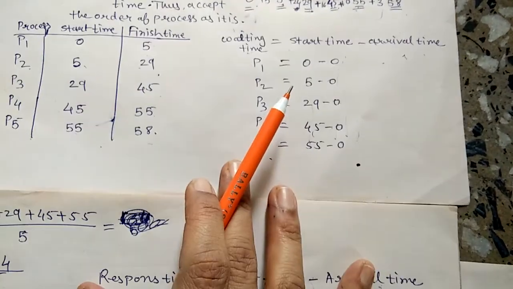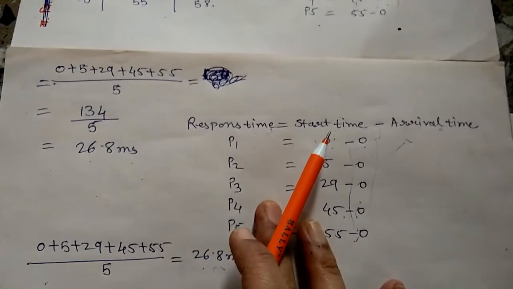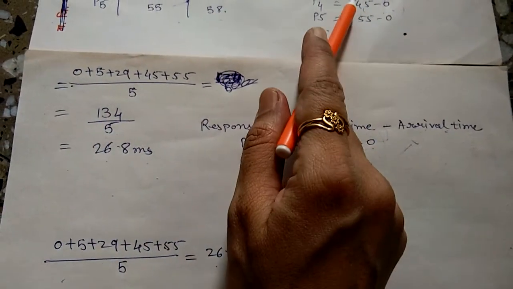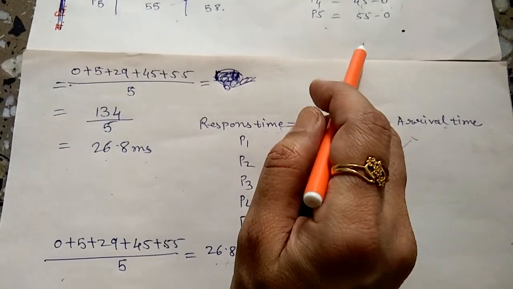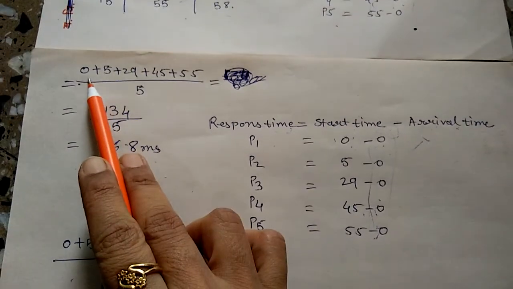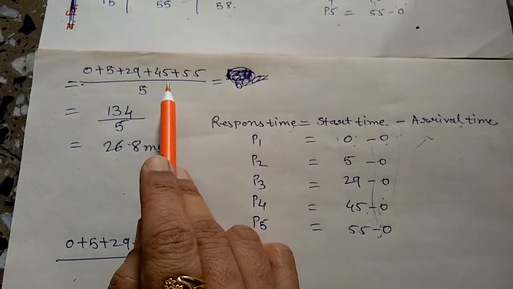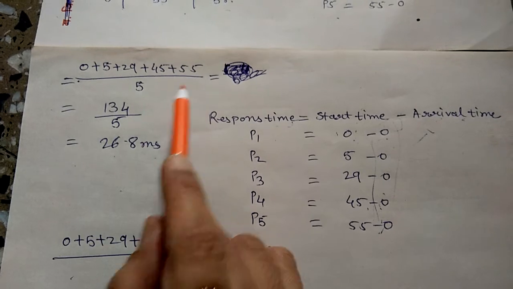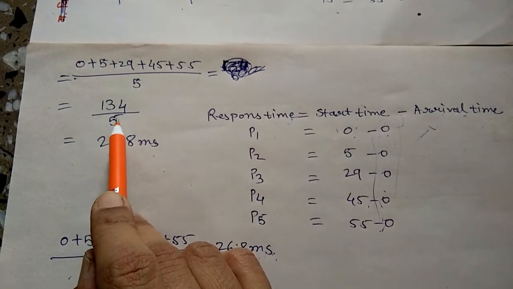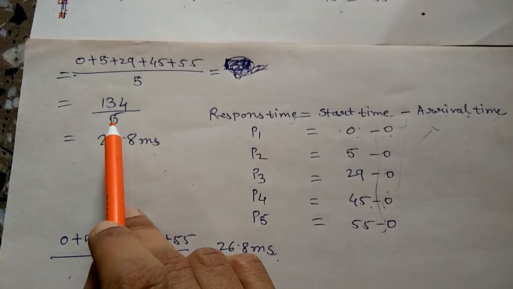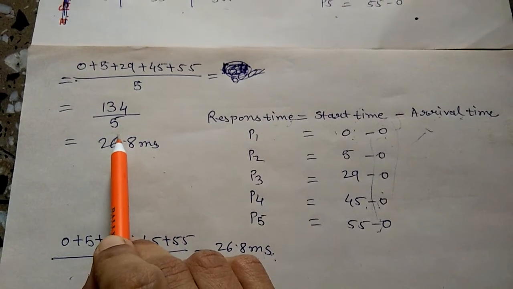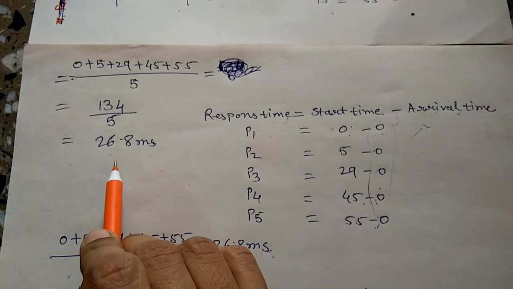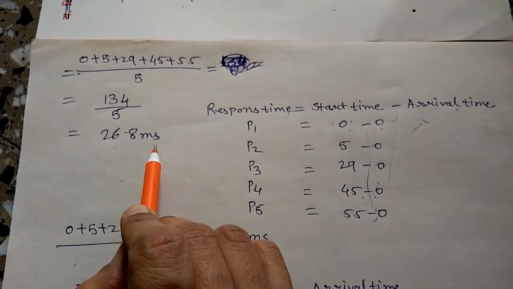So now let us go further. Just add these numbers, whatever values we have received. So 0 plus 5 plus 29 plus 45 and 55, because we have just deducted the arrival times of 0. So we got the total, that is 134. Divide the 134 by 5 because the number of processes is 5. So we got the value, that is 26.8 milliseconds.